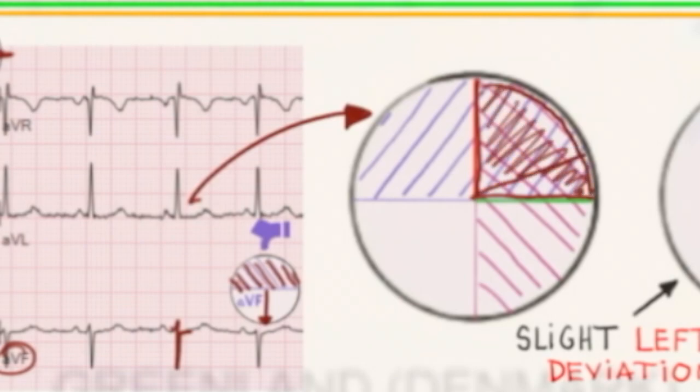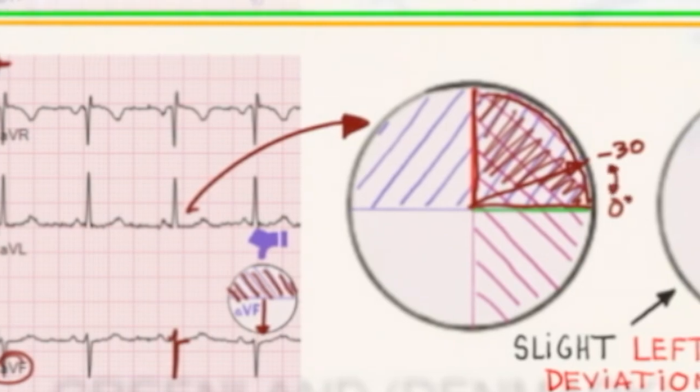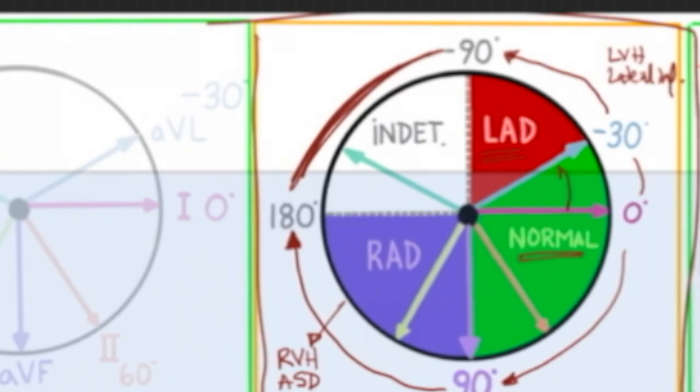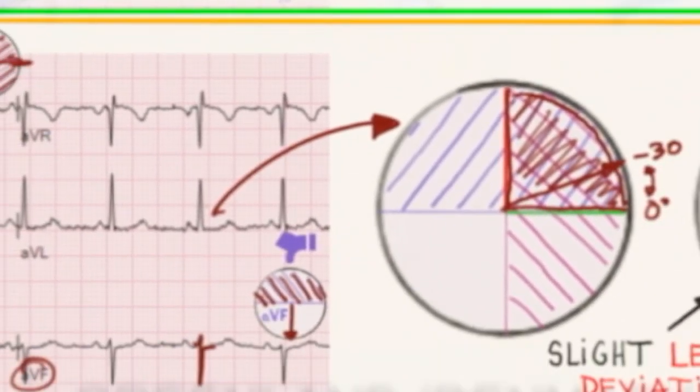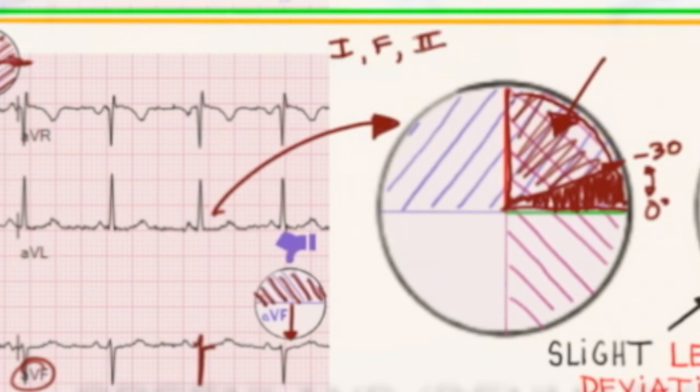circle. And remember, it's normal from minus 30 to 0 degrees from up here. This part is normal. So we've got to figure out if the axis is in this part here or is it in this part here. And the way you do that is with lead 2. So the 3 leads you're really using for the thumbs up method are 1, aVF, and then lead 2. So we need to figure out if we're in this section here. And lead 2 runs like this. That's at 60 degrees.